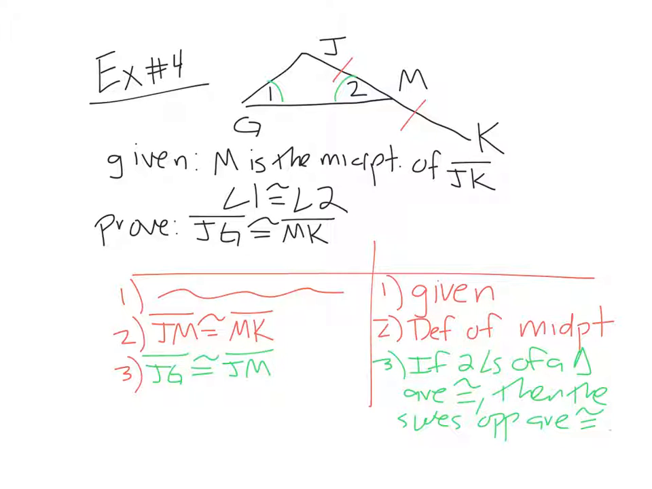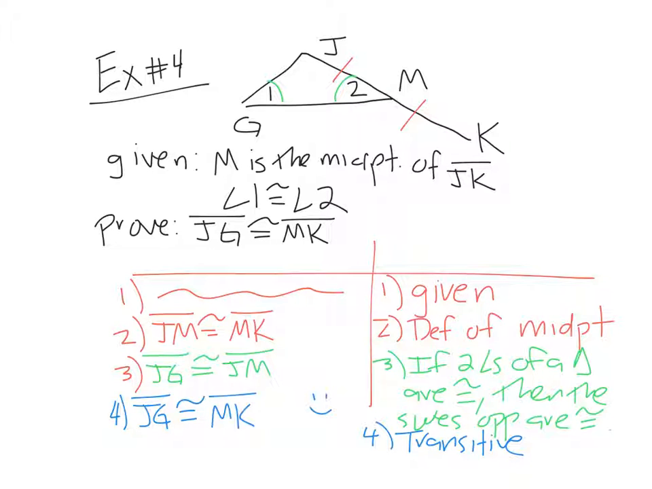Well, look at these two steps here. Look at steps 2 and 3. Don't you have two things that both equal JM? Yeah, sure you do. And the one thing we do all the time is if you have two things that equal the same thing, we set them equal to each other. So JG is congruent to MK. And that's our reason: that is transitive. And we're done. Congratulations, we did it.